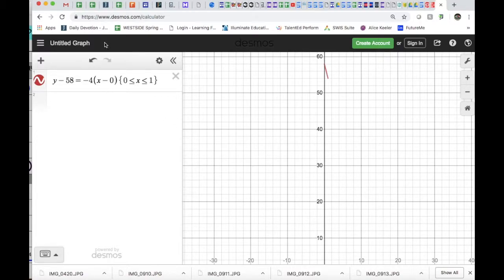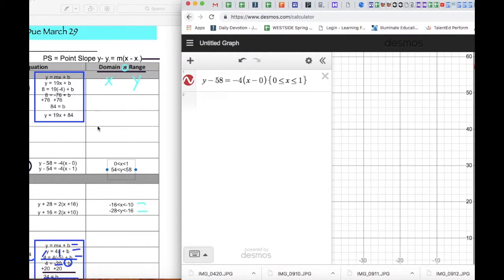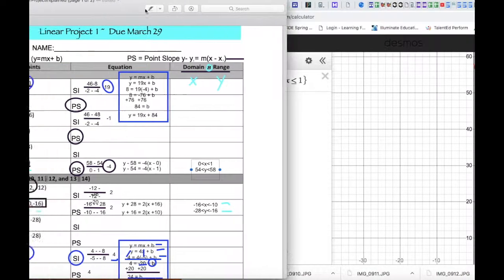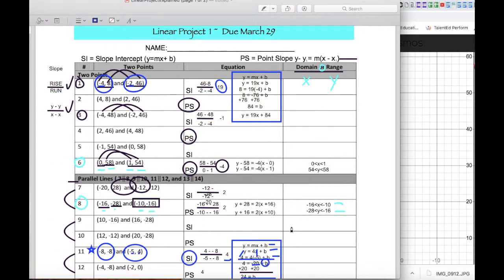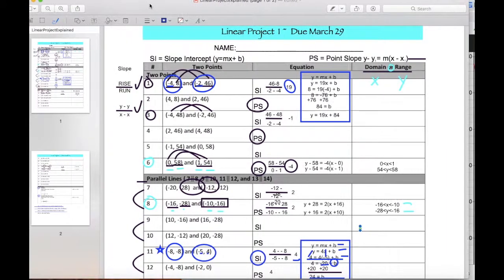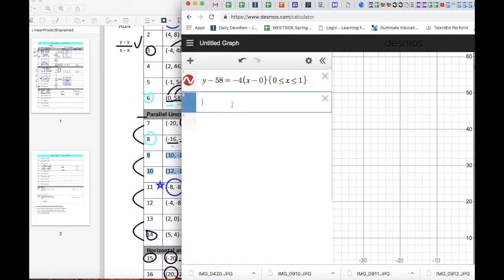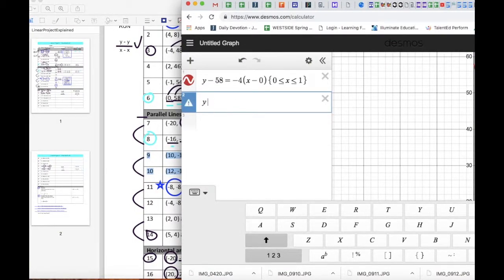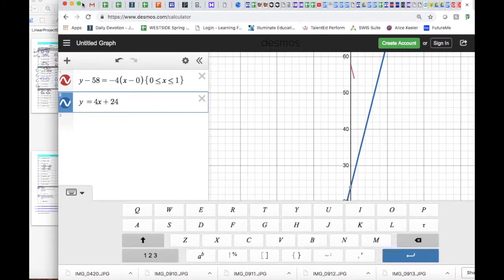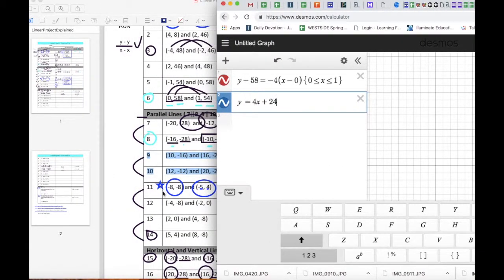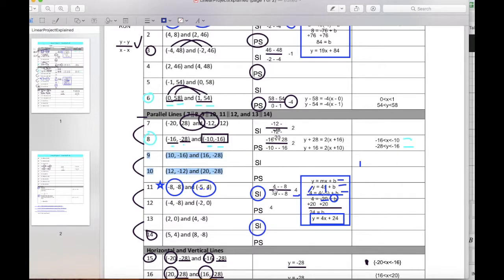Okay, let's try another one. Let's go down to one of the lines we wrote in slope-intercept form, which was line number 11. On line number 11, we have y equals 4x plus 24. So let's come over here: y equals 4x plus 24. And we have a line on our screen, so that's good. But we need to put in the domain or range.